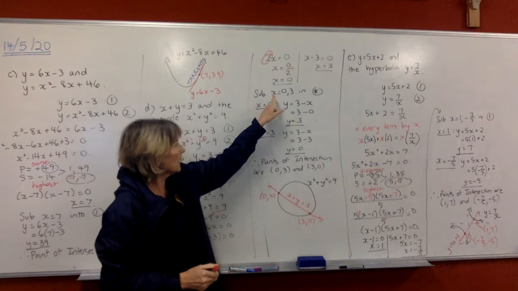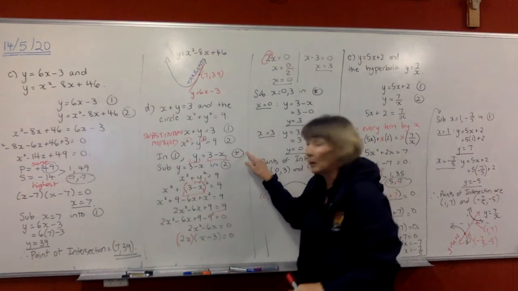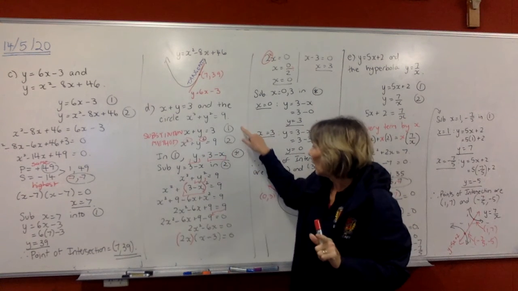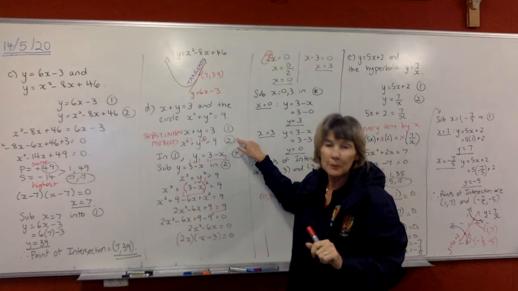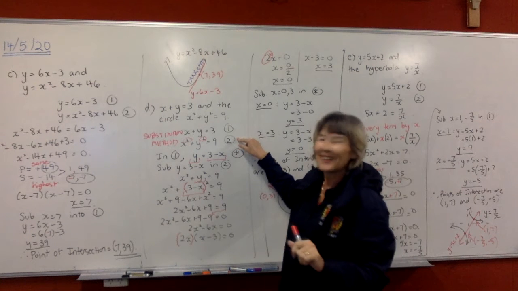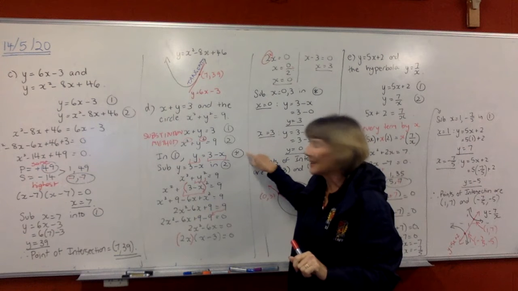So we're going to sub x equals 0 and 3 into the asterisk equation because that's the easiest one. I don't want to go into 1 or 2. I'm just being interrupted by the class next door. Okay, so we could go into either one of those, but that's the easiest one.